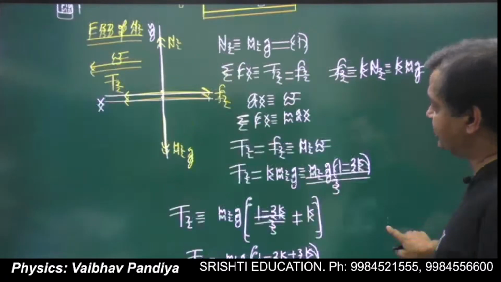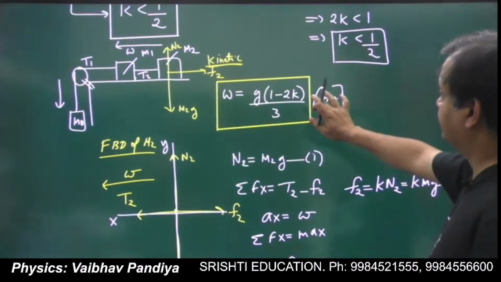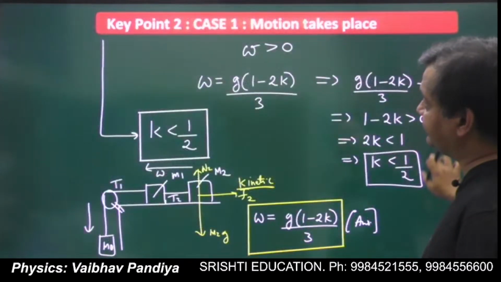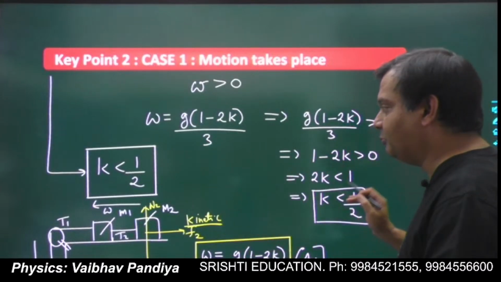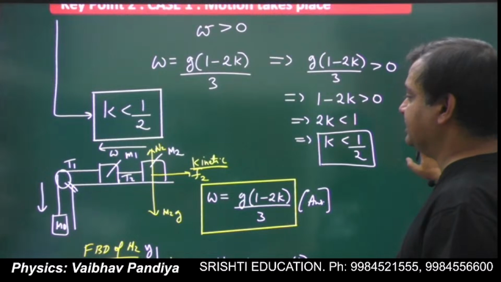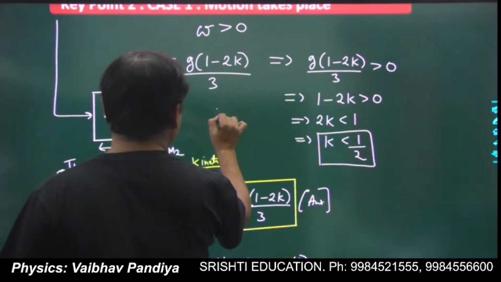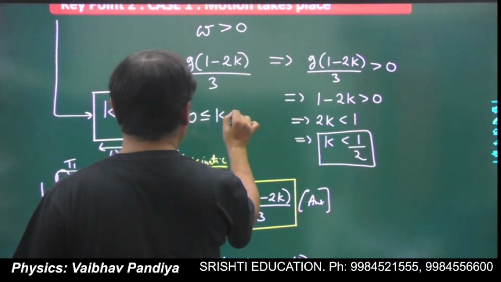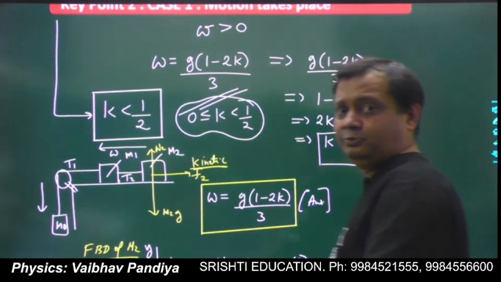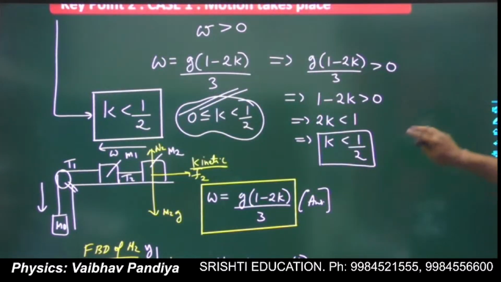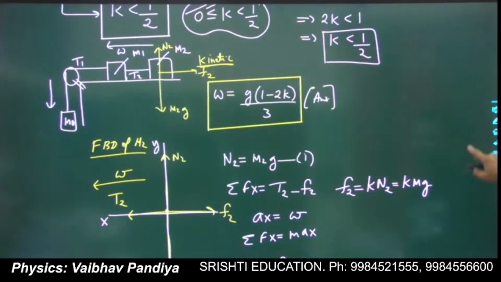And when motion is taking place, the acceleration is this much. Already you got. And when motion will take place, when k is less than half, this is the first possible case, depending on the value of k. And if you want to write the complete range, since k can't be negative, so you can write greater than or equal to 0 and less than half. So this complete analysis is applicable for this range of k. Got it? Now we'll go to the next case when the motion will not happen.